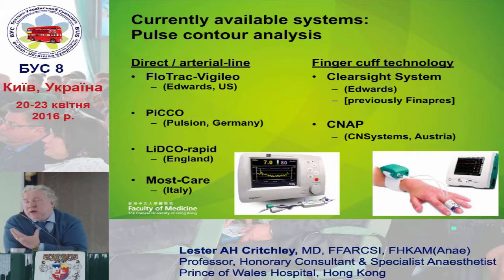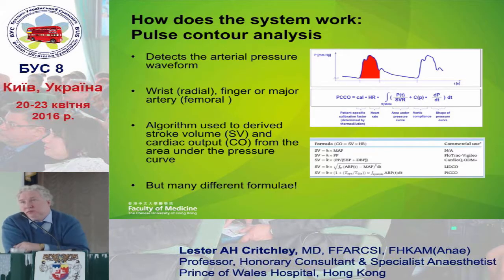They can be divided into those that measure the blood pressure curve directly from the arterial line. So you need an arterial line. And there are newer systems that use finger cuffs that are less invasive. How do they work?